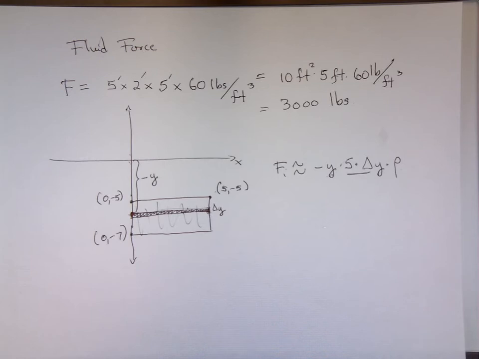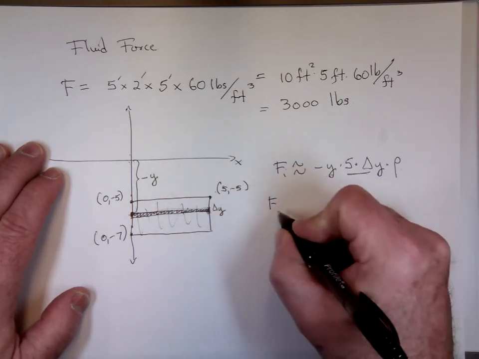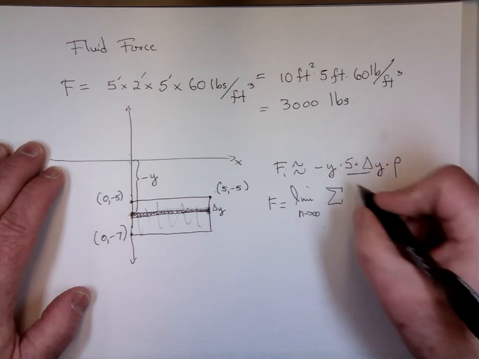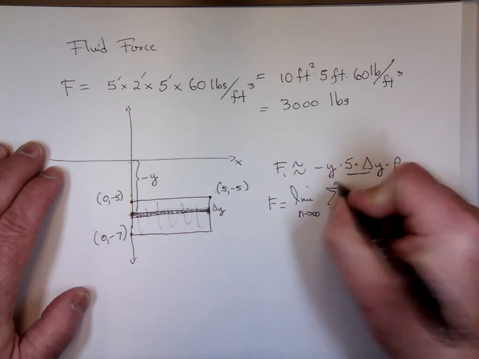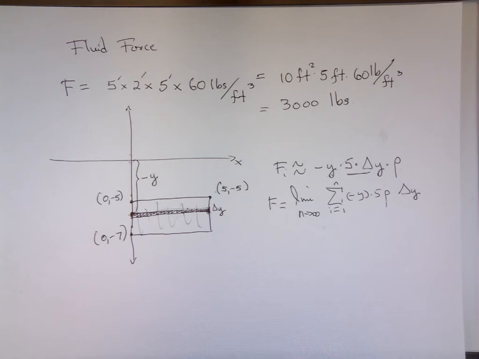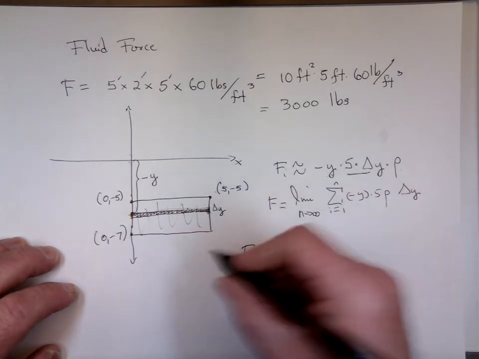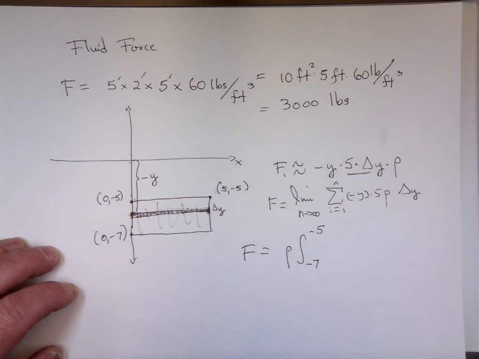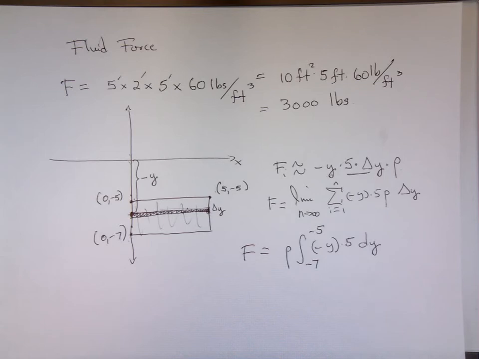The total force on this table, or whatever it happens to be, is going to be equal to the limit as n goes to infinity of the sum of all these forces. In this case, it's going to be a negative y, a 5, a density rho, and a delta y, as I sum them all up. Well, what kind of a sum do we have? Riemann sum. Well, the total force on this table is going to be the density function, which is a constant, taken out front, times the integral as we go from negative 7 to negative 5, from the bottom to top, of negative y times 5 dy. All right, I'm going to do this integral out in a second, and we're going to find the total force on this table with this vertical orientation.